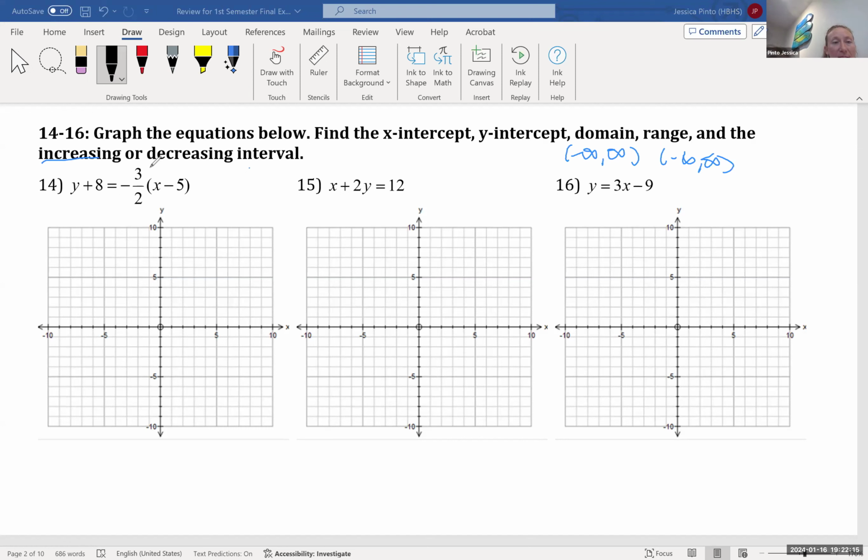The increasing and decreasing interval is going to match the slope in terms of the sign.